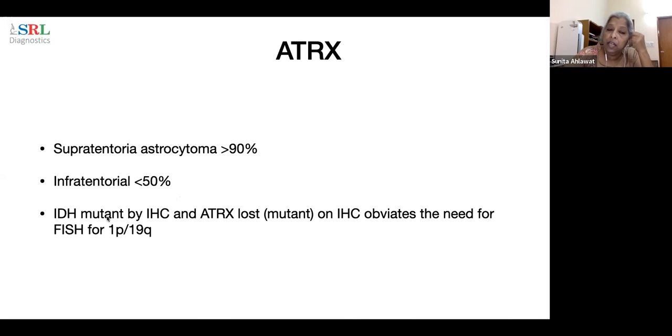When a tumor is IDH mutant by IHC, and by IHC ATRX is lost, that is, mutant on IHC, it obviates the need for doing FISH for 1p19q codeletion. That means that we have proven that it is an astrocytoma and not an oligodendroglioma if there is ATRX mutation.